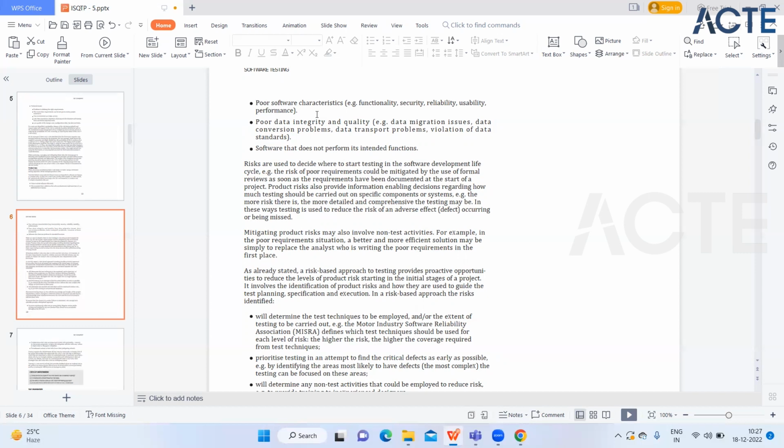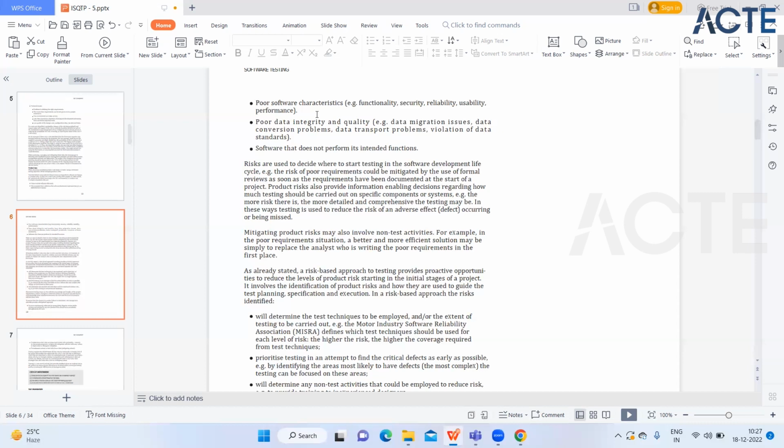Then data transport, violation of data standards, not using the data as it should be used in terms of security, all of that will definitely impact your application. So you have to check data testing as well. Whenever you are testing any software that does not perform its intended functions, we have defined that it should work like that, but it is not working properly, so it's a kind of product risk.